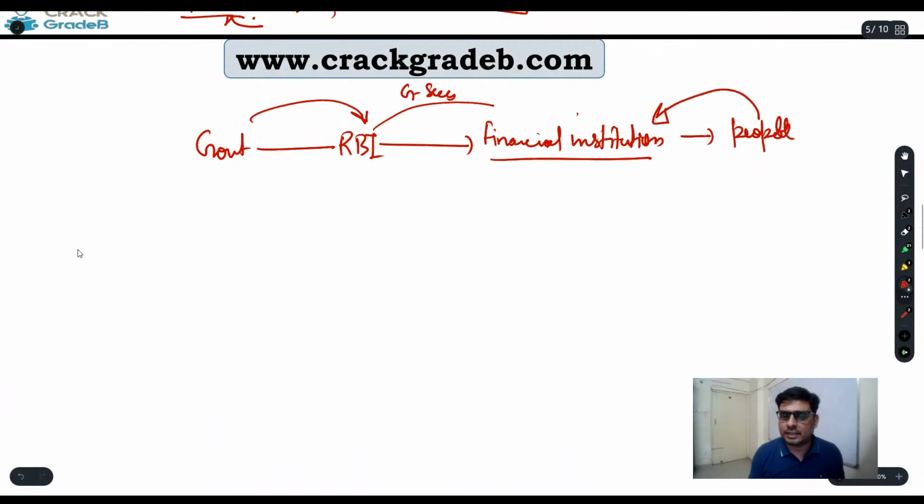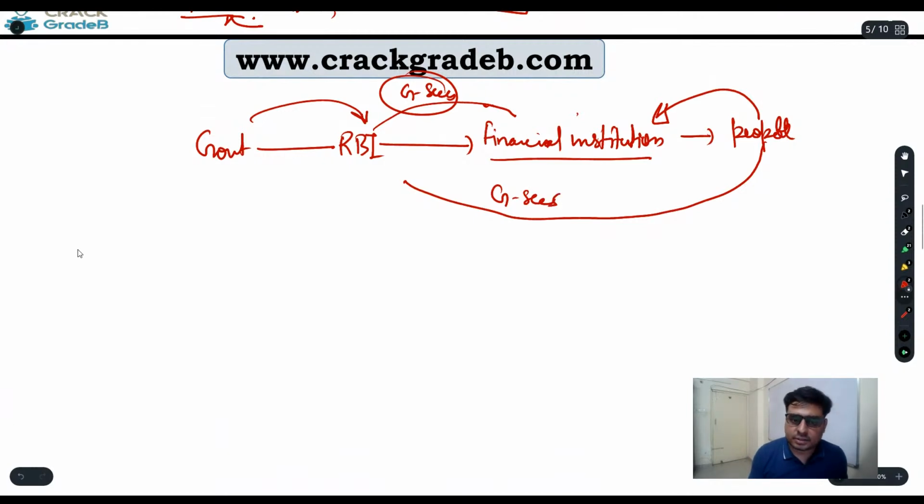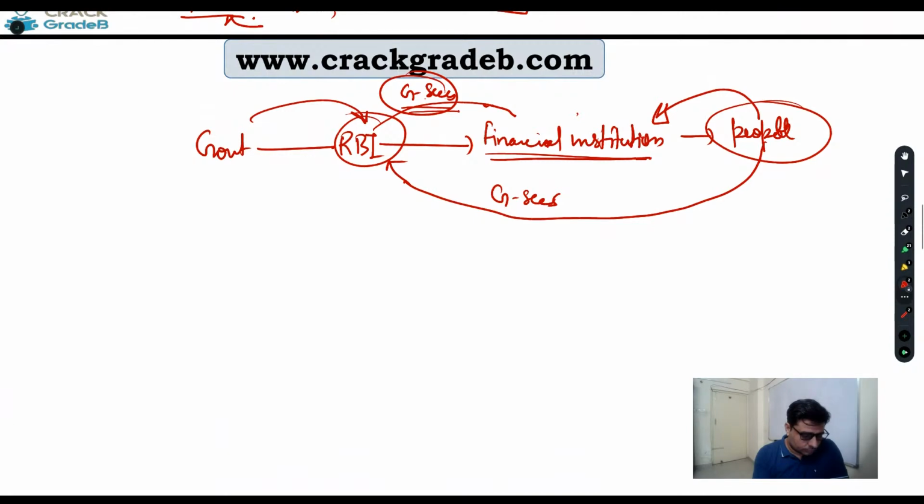Why? Because people are depositing or investing their money in financial institutions, and these financial institutions are purchasing these government securities as an investment. Now people can directly purchase these GSECs from where? RBI. They can still invest in the financial institution, and financial institutions can go for GSECs. But now people of India can directly purchase the government securities from RBI. So, is this point clear?